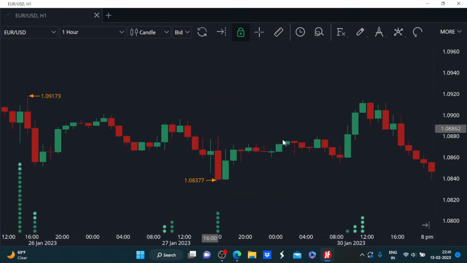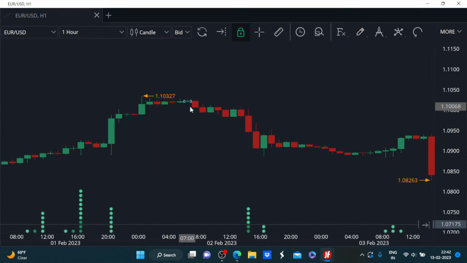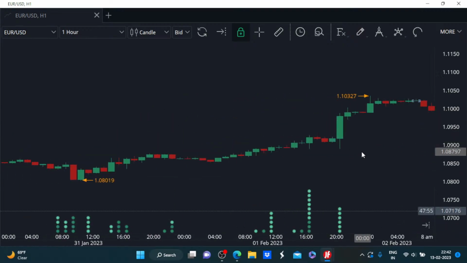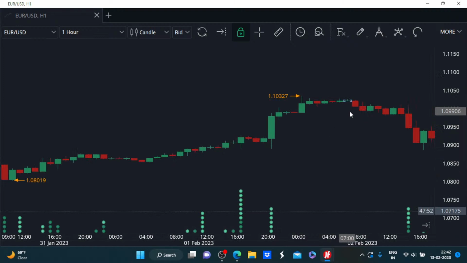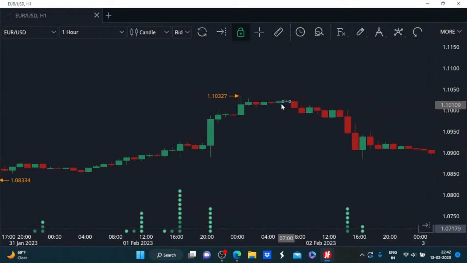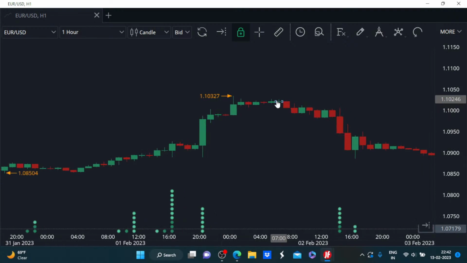This is a rare combination. It is not going to form too frequently, but I think if we use it judiciously, it is going to be providing us quite excellent opportunities to profit. Now, in this case, it has indeed spotted this reversal.